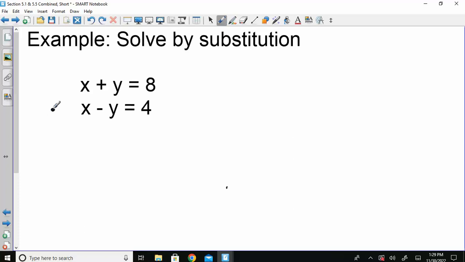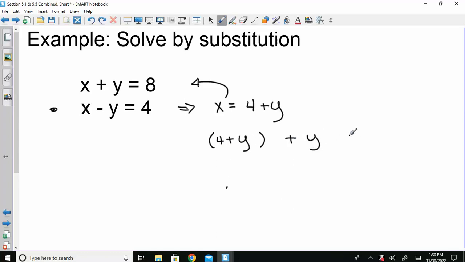So maybe I want to take the second equation and solve for x. So if you want to get x by itself, you would add over the y. So x is 4 plus y. And then you take that and you're going to substitute it into the first equation. So the first equation was x, but I'm replacing my x with 4 plus y, plus y equals 8. So we're just taking this x and replacing it with the 4 plus y.